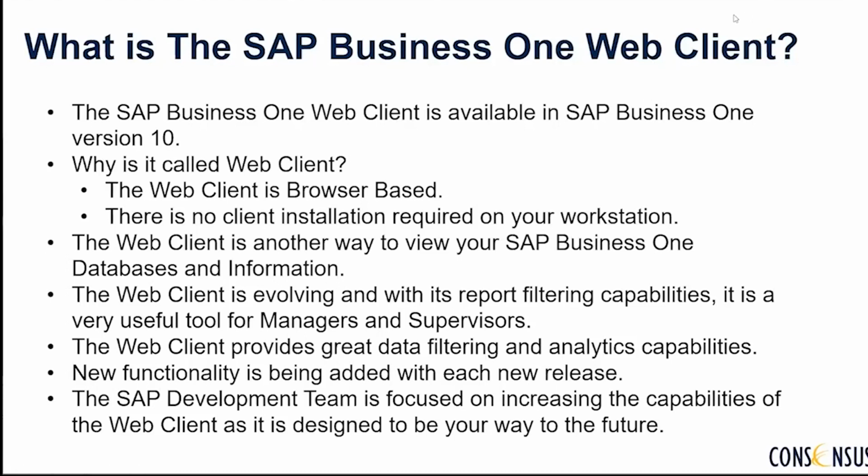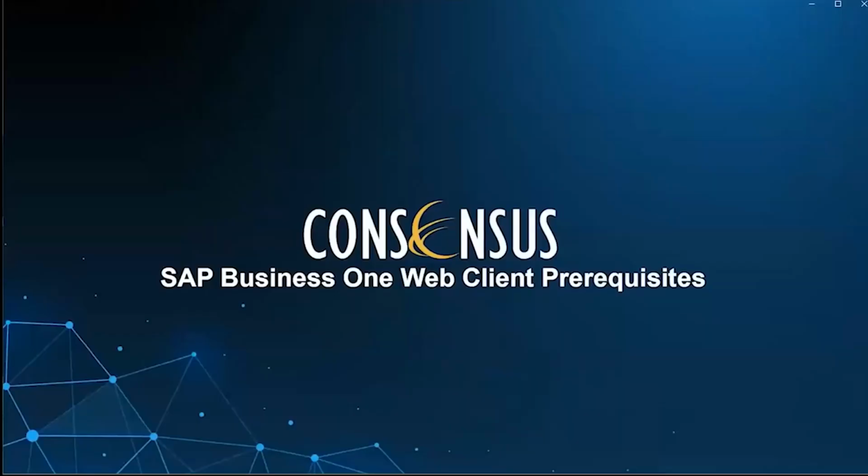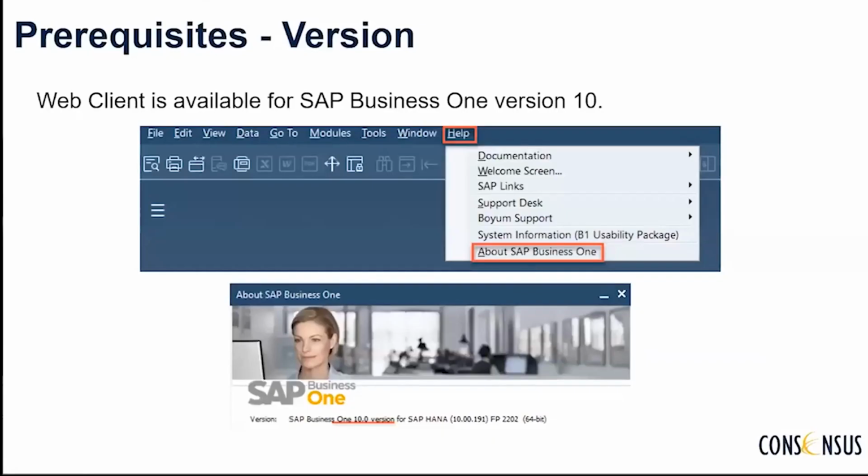Thank you. Let's take a look at some Web Client prerequisites. Well, Web Client is available for SAP Business One version 10. If you are not sure which version of SAP Business One you're currently on, you can go up in your menu, select Help, and then About SAP Business One. Here you can see the version. If you're not in version 10, you can upgrade and we can help you. You just need to send an email to us and we can plan this upgrade with you.